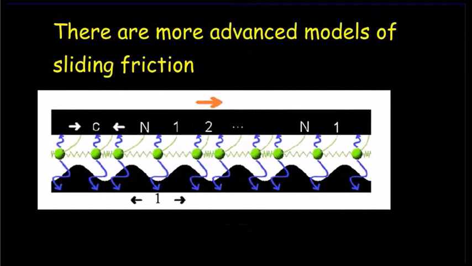Now our little model with the microscopic bumps, it's simple and it works for us. It's good enough for us. There are more advanced models of sliding friction. Of course, the molecules contain protons and electrons, and that means there's going to be electrostatic repulsion and attraction, and that's going to have an effect as well.